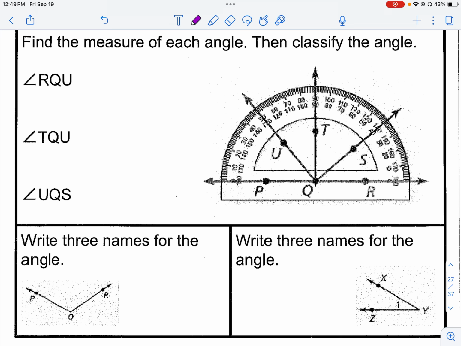Let's do a couple more, just for fun. Angle RQU, R to Q to U. Let's do this one in green. The measure of angle RQU is going to be 130 degrees. That's greater than 90 but less than 180, so it is obtuse, because it's asking us to find the measure and then classify.